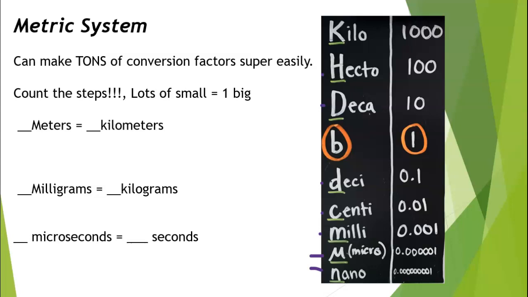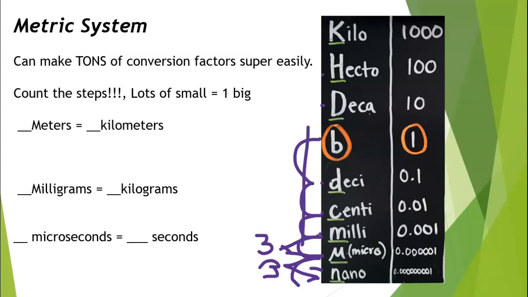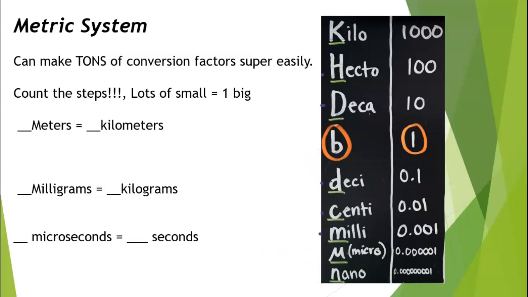It's important to note that micro and milli are actually 3 steps apart, and micro and nano are also 3 steps apart. So when you count steps from there, we need to go up 3, 6, and then 7, 8, 9, and so on. But we can make tons and tons of conversions using the metric system. Let me get my eraser here real quick so we can count again together. So let me show you what I mean.